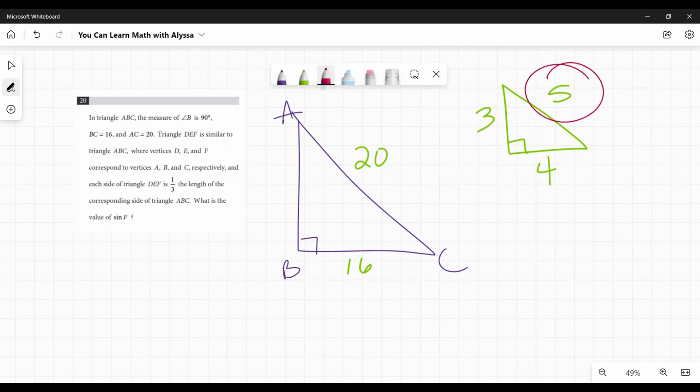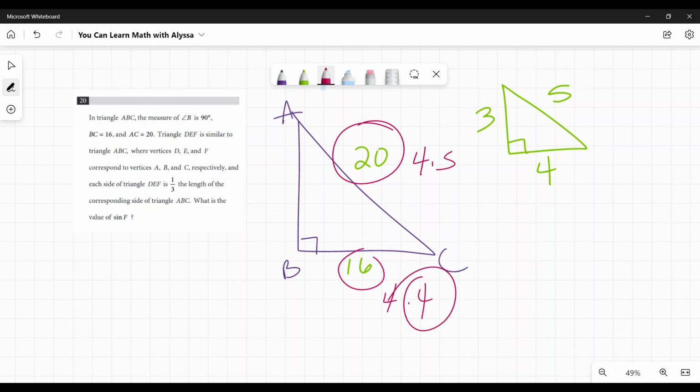So if it's 5 times 4, then this side would be 4 times 4. This other side would be 3 times 4. It's still a right triangle. So when I look at this and I go, 20 is 4 times 5. Wait, 16 is 4 times 4. This is 4 times 4, 5 times the same number. This side must be 3 times 4, or 12. It is a multiple of a 3, 4, 5 right triangle.